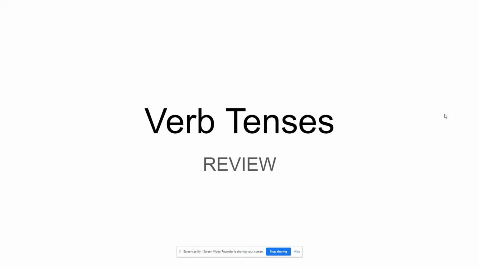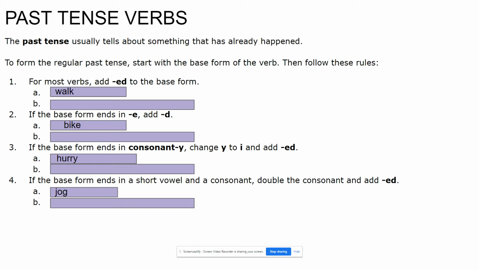For our grammar review this week, we are going to go over verb tenses and how to properly conjugate verbs based on the tense that we're looking at. So, the first one we're going to look at is past tense verbs, and that usually tells about something that has already happened. It's pretty self explanatory, it happened in the past.